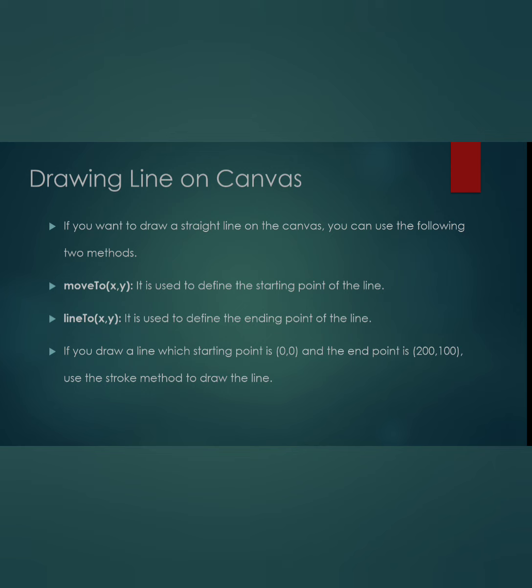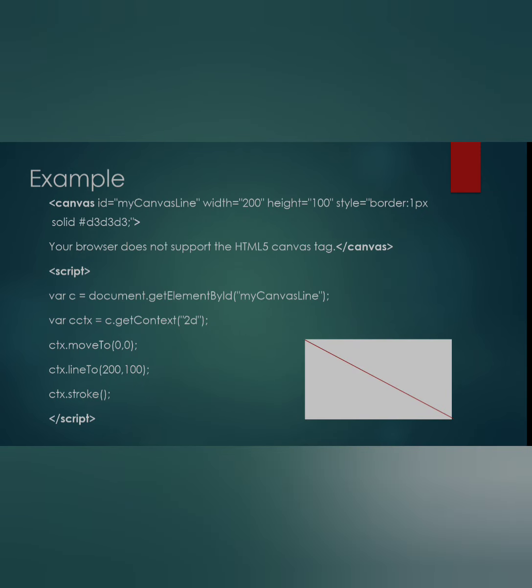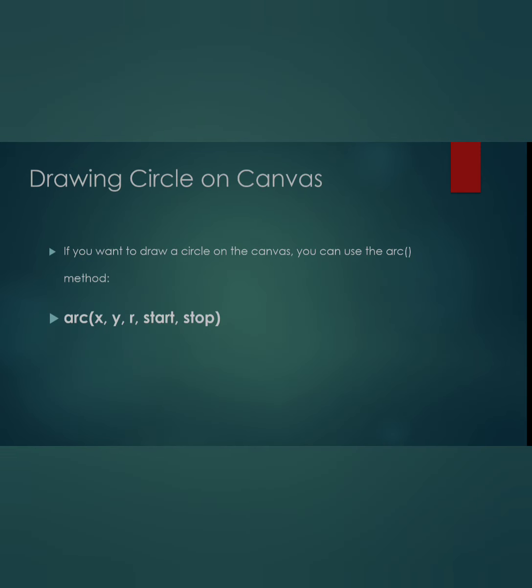Now we are going to explain drawing a line on the canvas. If you want to draw a straight line on the canvas, use the following two methods: moveTo and lineTo. moveTo(x, y) is used to define the starting point of the line. lineTo is used to define the ending point of the line. If we draw the line, the starting point is 0, 0 and the end point is 200, 100. Use the stroke method to draw the line. This is the example of the canvas line, and it is used for drawing the element with the script.